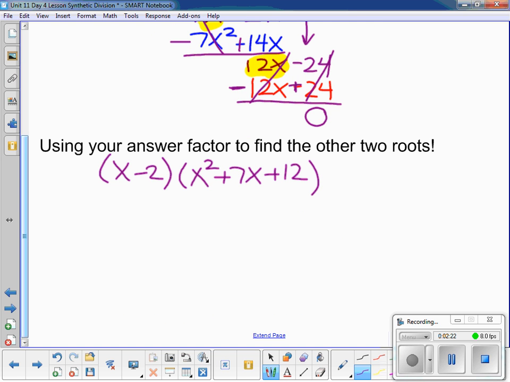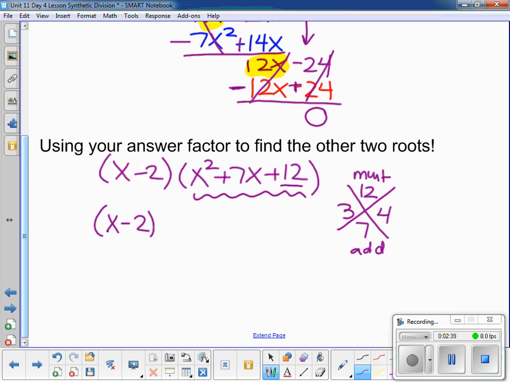But we have to go back and remember that sometimes this can factor, so we're going to use our diamond. 12 goes on top, 7 goes on the bottom, and remember we're trying to multiply to 12 and add to 7, so we get 3 and 4. So our final factored form is x minus 2 times x plus 3 times x plus 4, and the reason I want to completely factor it is because now I know my roots are at 2, negative 3, and negative 4.